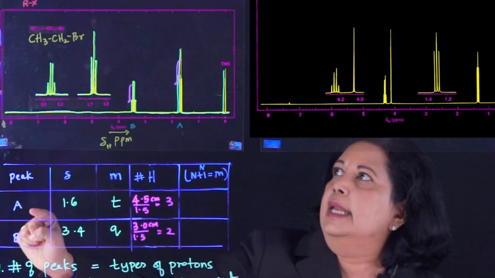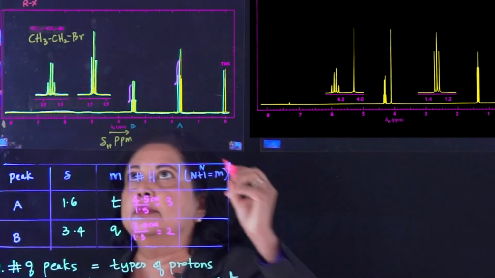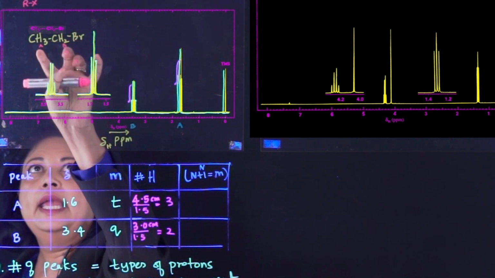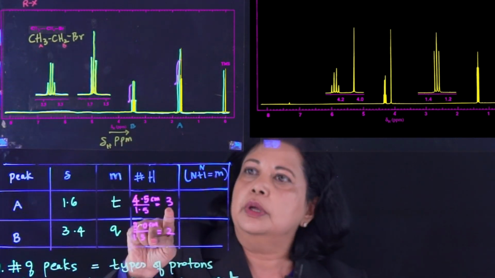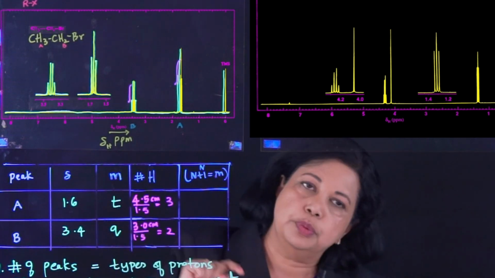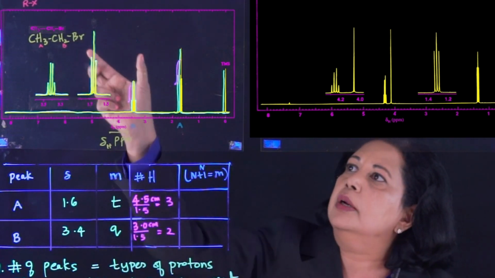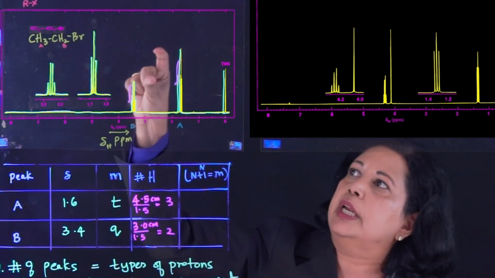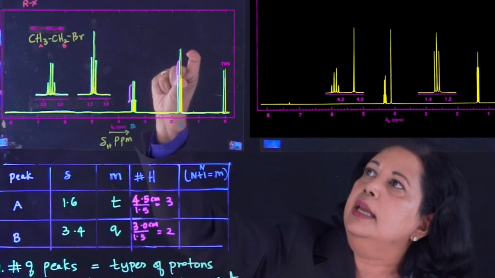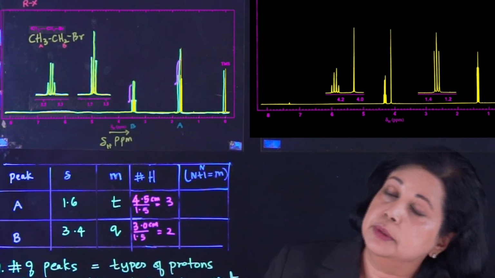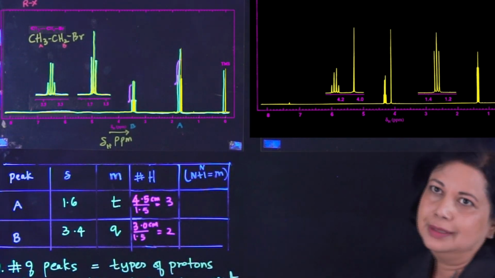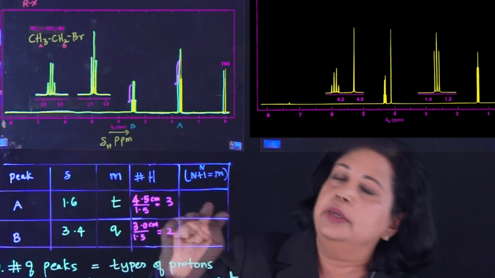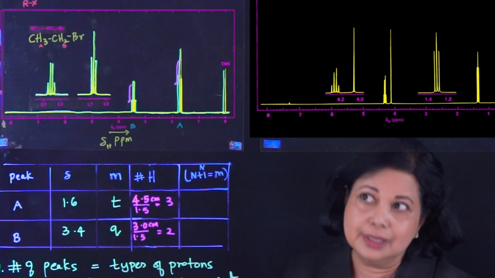So this again, I will label this HA, and this is HB. HA has got 3 protons, HB has 2 protons. So it tells you not only how many different types of protons you have, but also the ratio of hydrogens in those different types of protons. That's very valuable information. So here we have CH3, CH2, and you can see that reflected in the number of hydrogens.